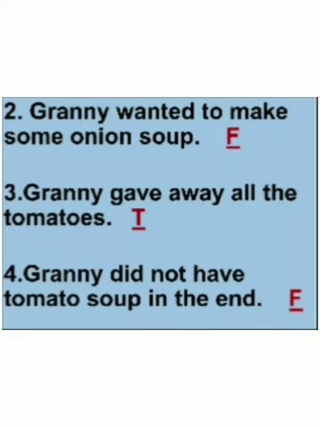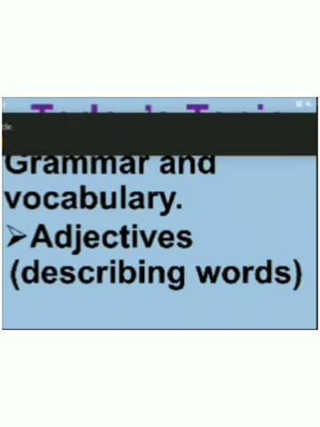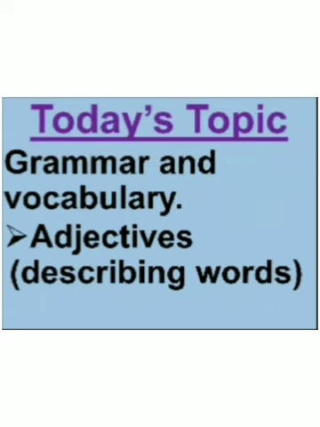Now the second one. I want everybody to read. Granny wanted to make some onion soup. I repeat, Granny wanted to make some onion soup. So children, is it true or false? Was it onion soup or was it something else? Yes, I'm sure all of you are saying false, false, because this is definitely not. The lesson itself says tomato, Granny's tomato soup, isn't it?